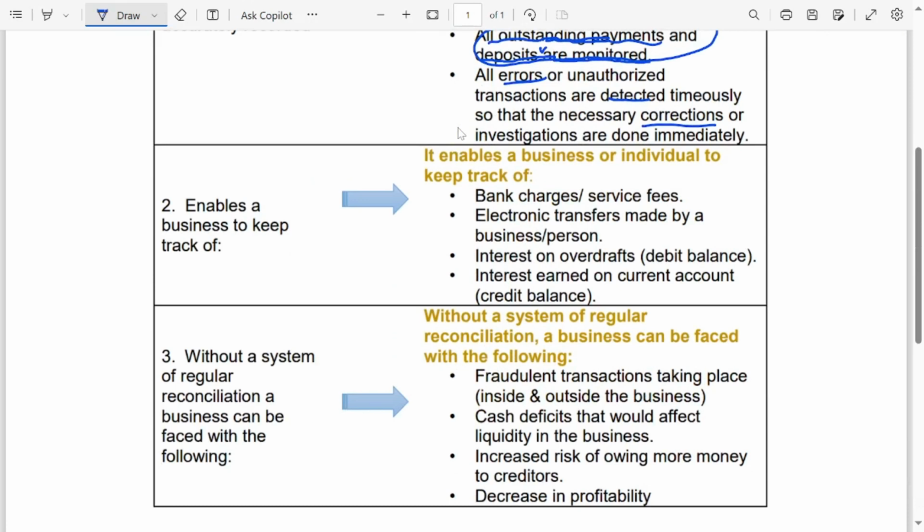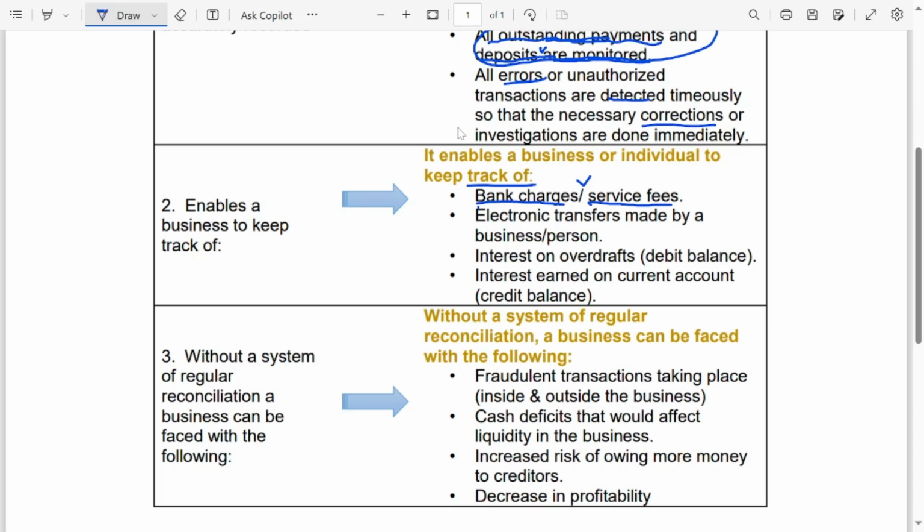It enables a business or individual to keep track of bank charges or service fees. Having a bank reconciliation, we can see that here are our bank charges. Because whenever we're using the money in the bank, or making a deposit, or receiving money, there are charges there. So by doing a reconciliation, we can see those charges.